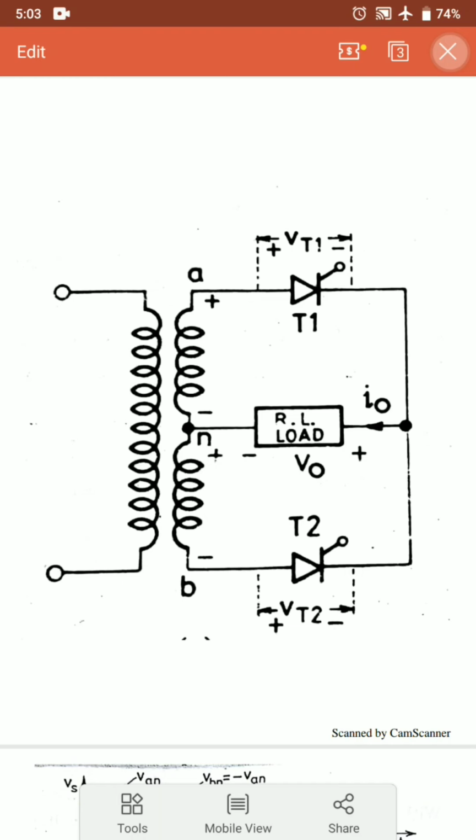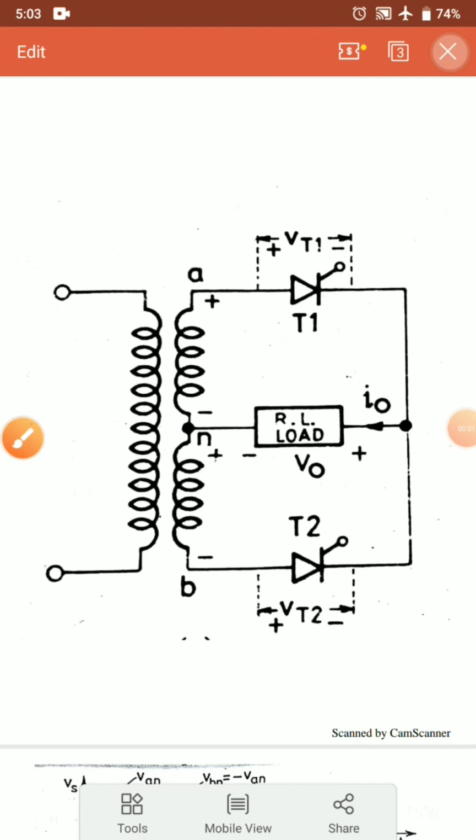Then further we'll discuss a single phase semi converter. In the semi converter as well, we'll discuss continuous current and discontinuous current. Then we'll discuss the two circuits of a semi converter, that is a symmetrical semi converter and an asymmetrical semi converter. What are the similarities and differences between these two types of semi converters?